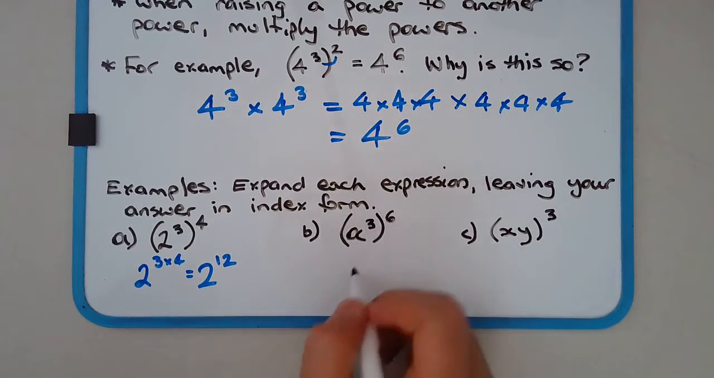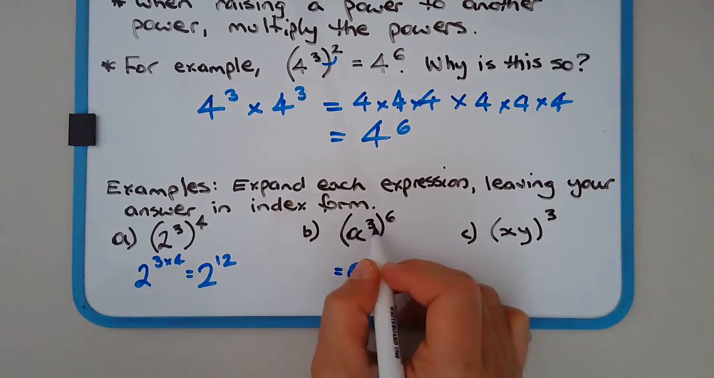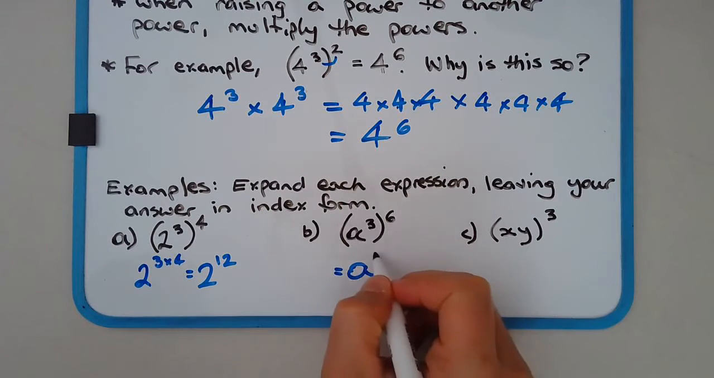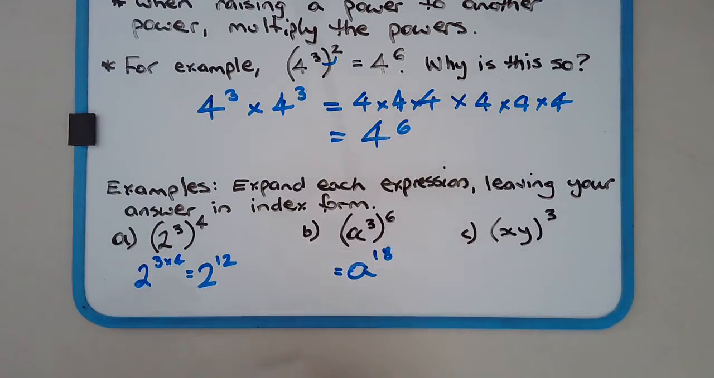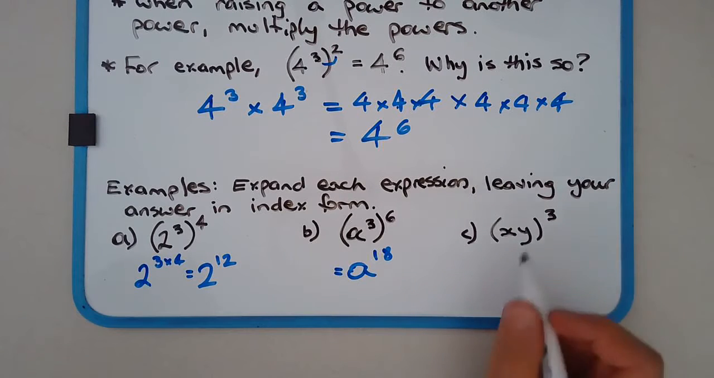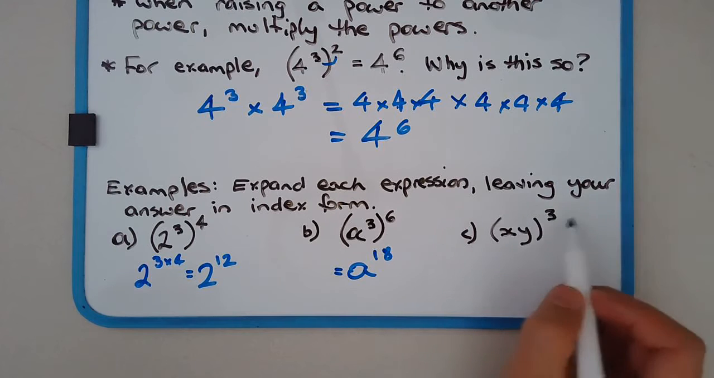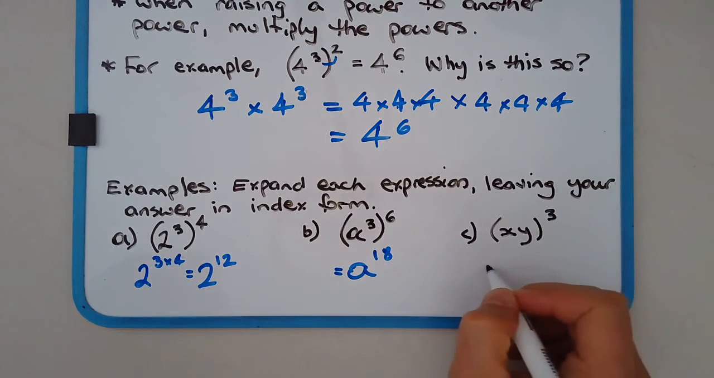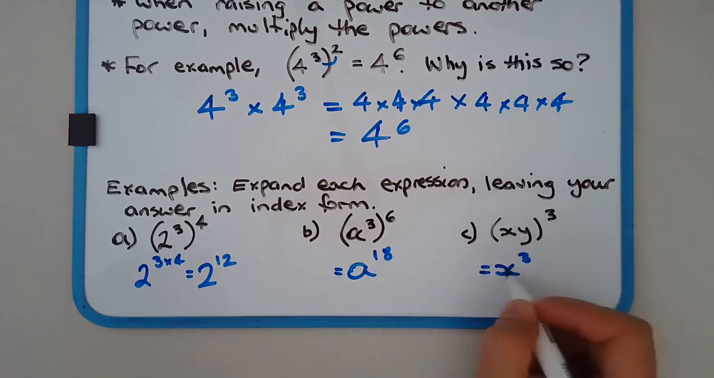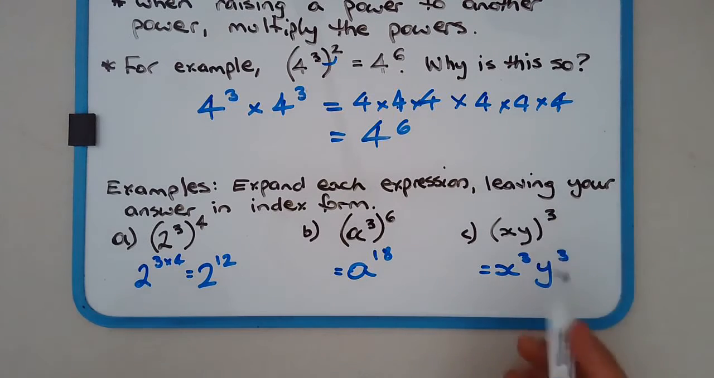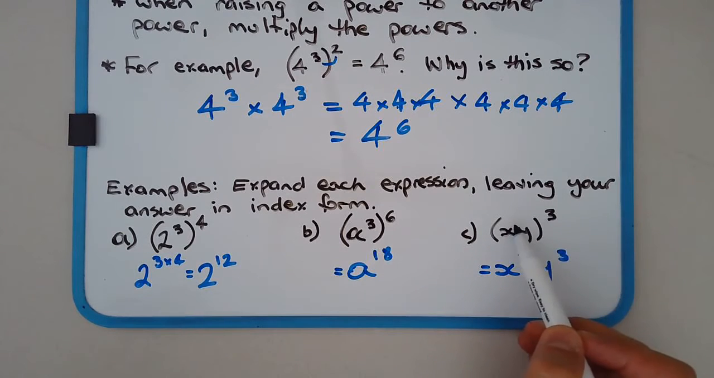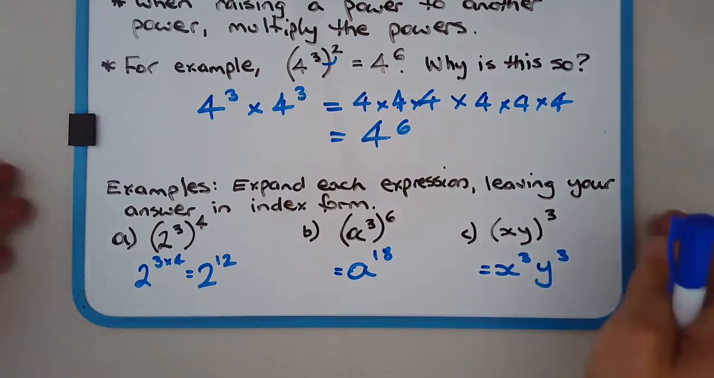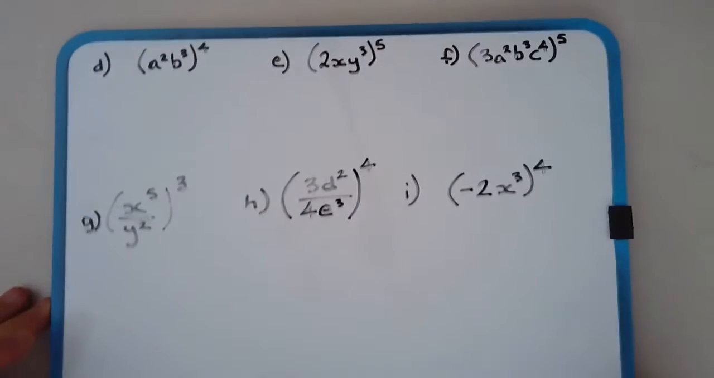a cubed to the power of 6, that's just a to the power of 3 times 6, a to the power of 18. xy to the power of 3. Now, when you have two pronumerals, you basically split them up, okay? And the 3 is applied to both of the pronumerals, okay? So that's going to be x to the 3, or x cubed, y cubed. So notice that when you expand the brackets, it's a bit like normal expansion. The 3 comes down to each of the terms inside the bracket. Okay, moving on to some other examples.